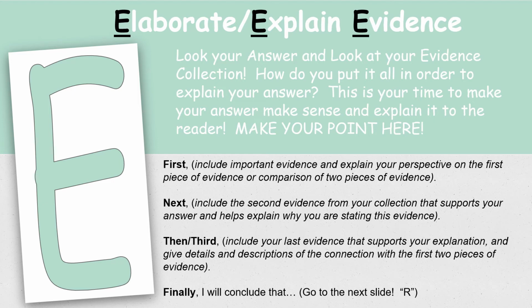One guideline we've always used in writing with R.A.C.E.R is to use our first, next, then, and finally as key words to make sure that we include the evidence in order or explain each one of our details. So E, elaborate, explain my evidence. You got your evidence under the C. You're going to write at least 3, if not 4, pieces of information to elaborate, explain your evidence.